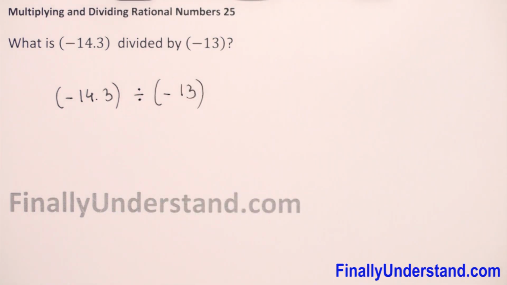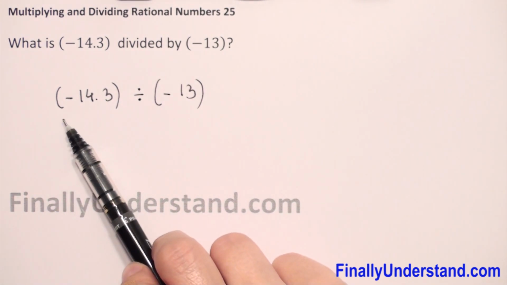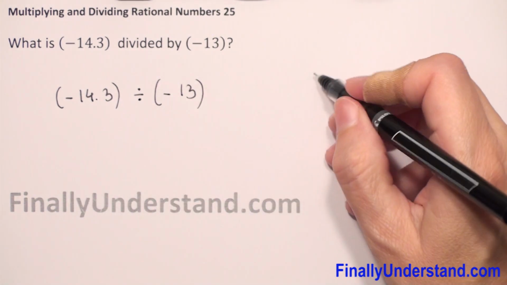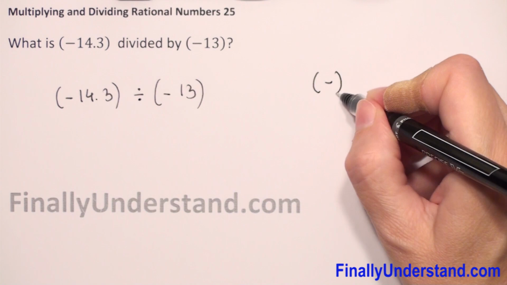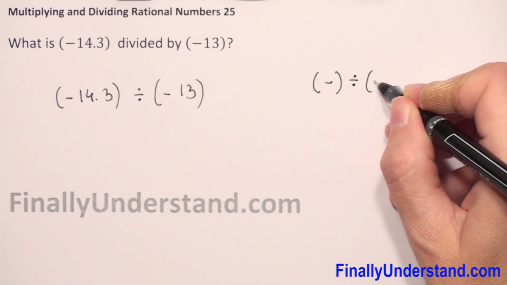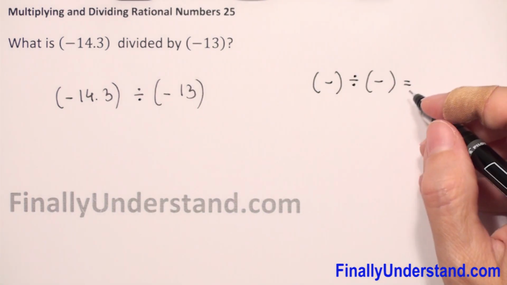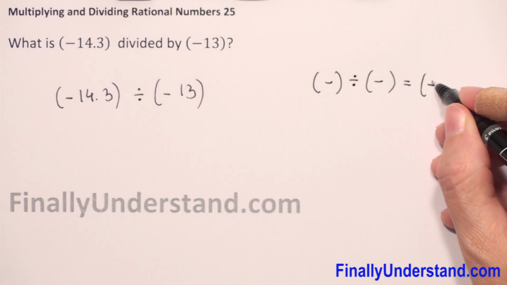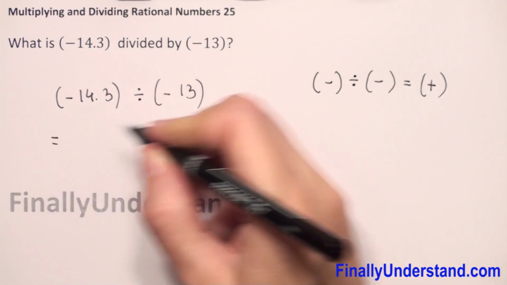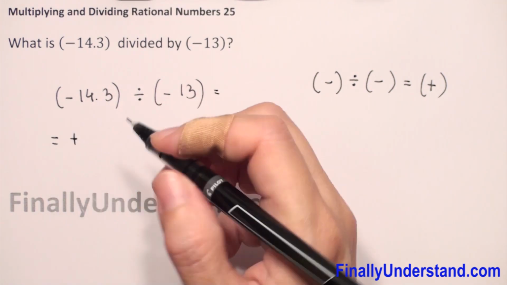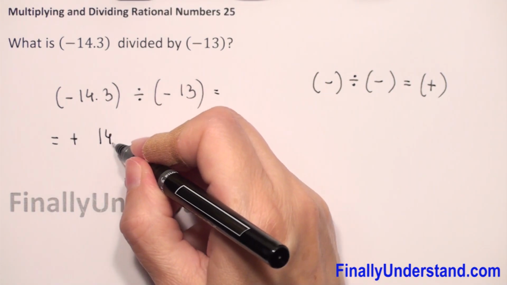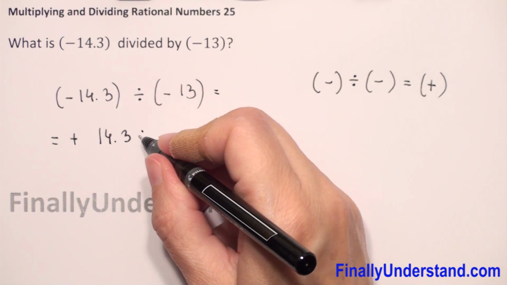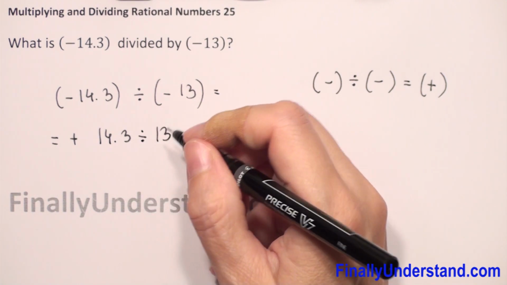First, we have to check the sign. Negative divided by negative. When we divide negative by negative, like I said many times, or we multiply negative times negative, the answer is always positive. So it will be a positive sign. And we have to divide 14.3 by 13.